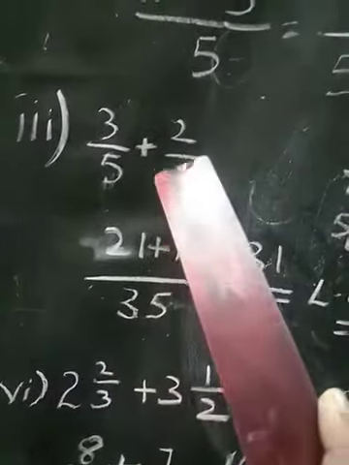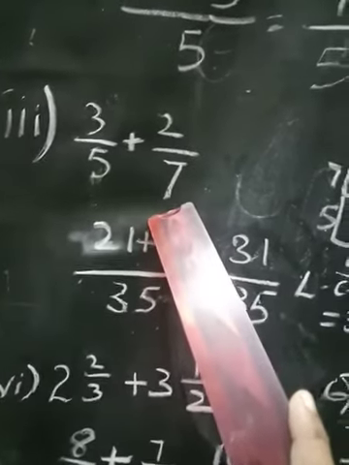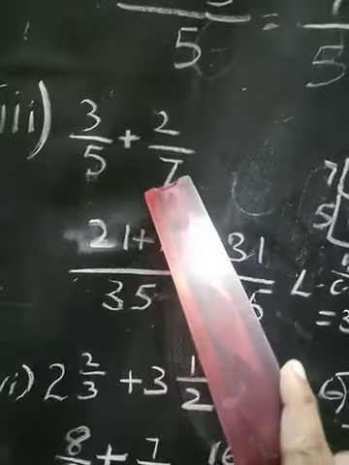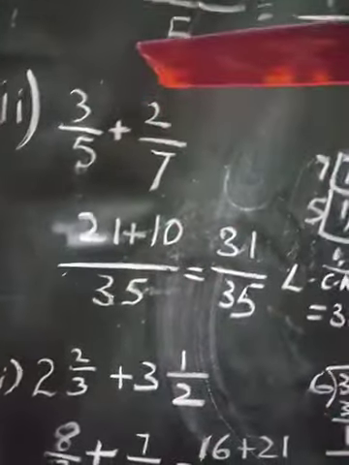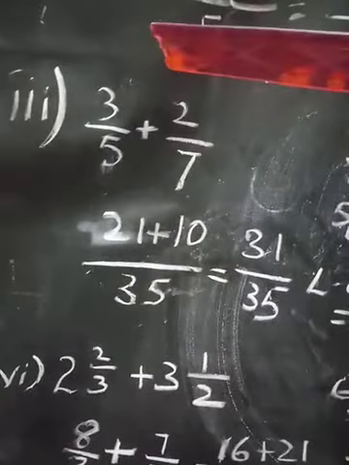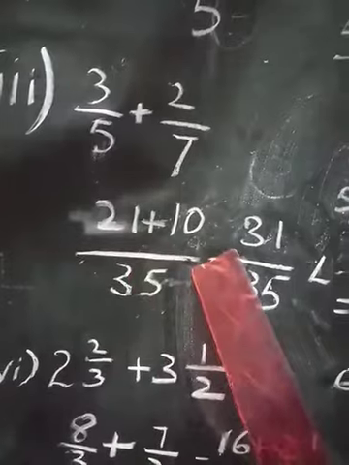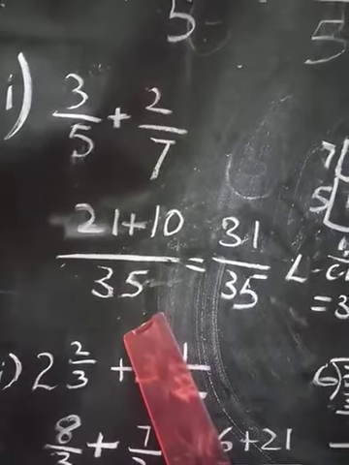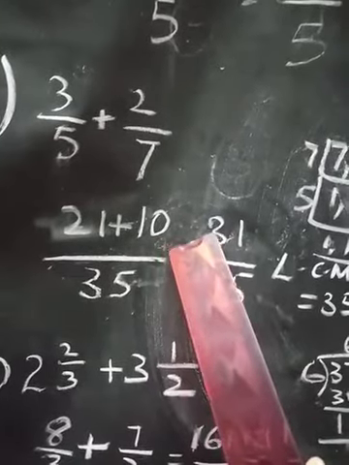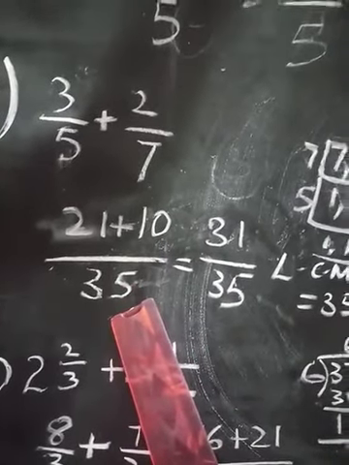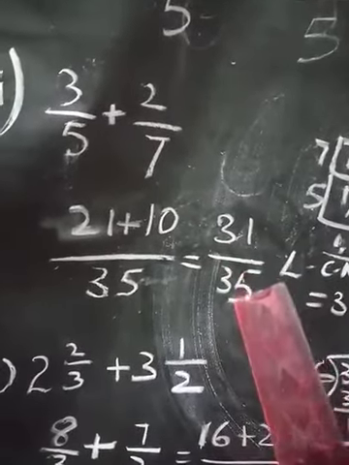Again here you are having 7. Okay students, 7 into what number gives 35? 7 into 5 gives you 35. That 5 you have to multiply with the numerator. 2 into 5. 2 5s are 10. Okay students, now the LCM is 35. So you can add the numbers easily because we have the same denominator. 21 plus 10 is equal to 31 by 35.